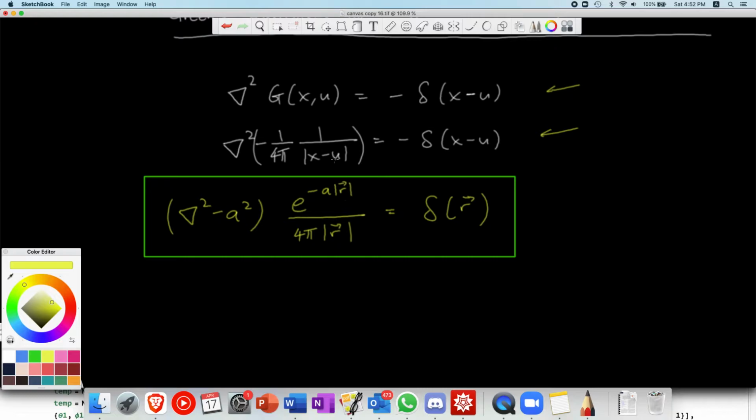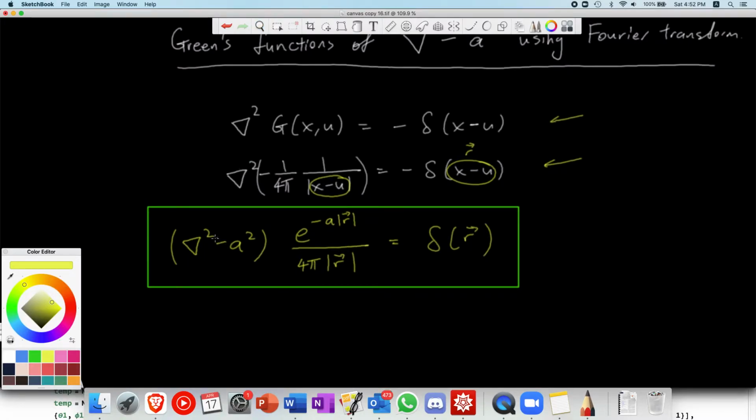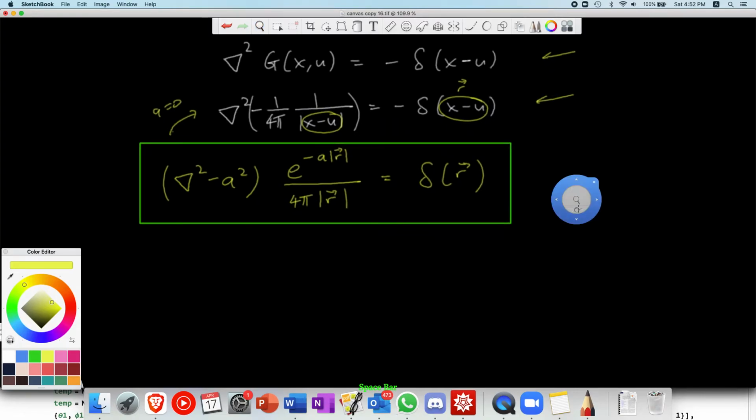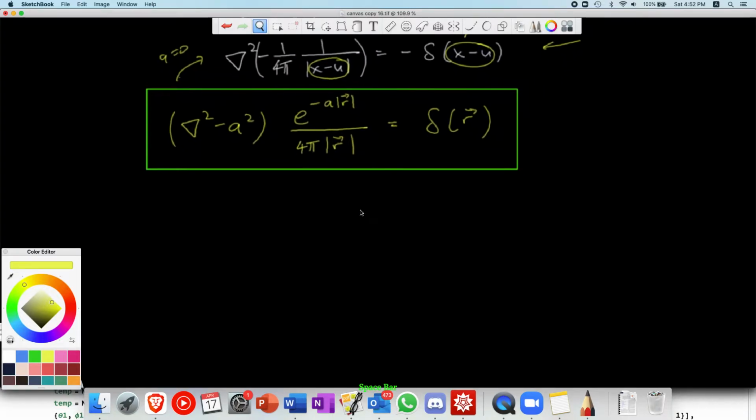We first let this quantity here be R vector, and then we want to generalize to a more general differential operator, Laplacian minus a squared. In order to recover the original one from the textbook, we just set a equals 0 and we obtain back the result. The part highlighted in green here is the objective of our video, and today we will show how to show this using Fourier transform.